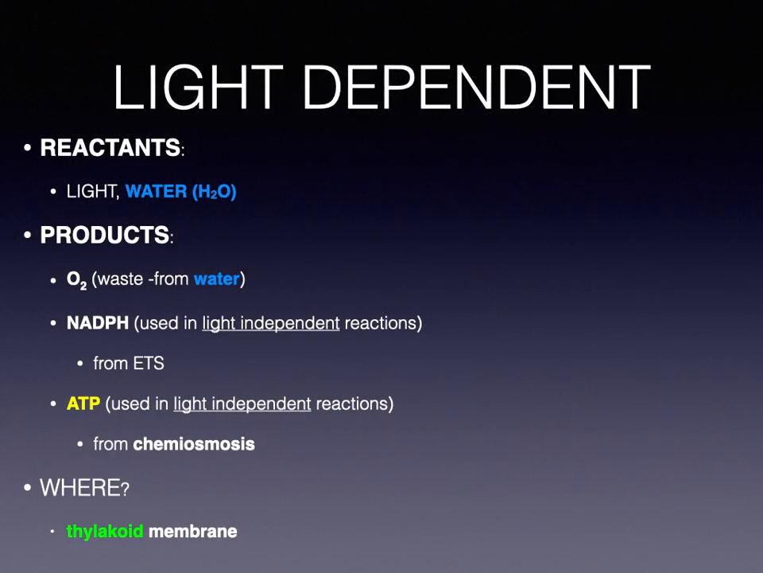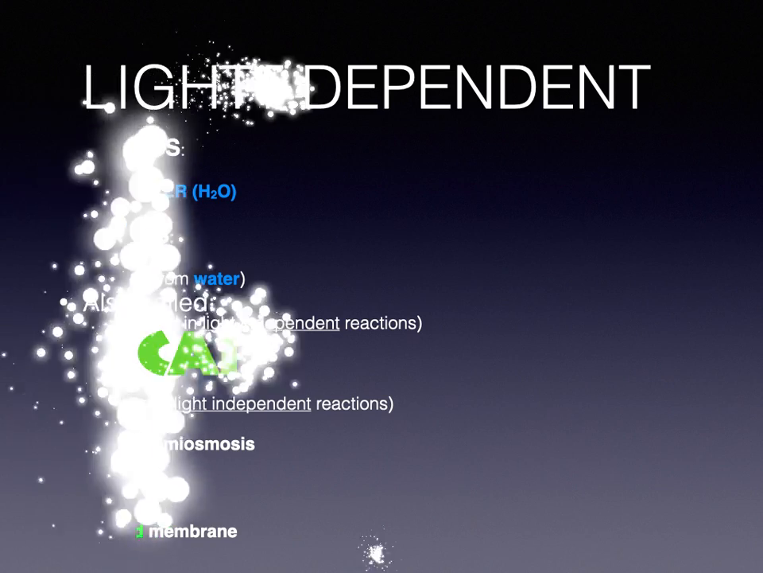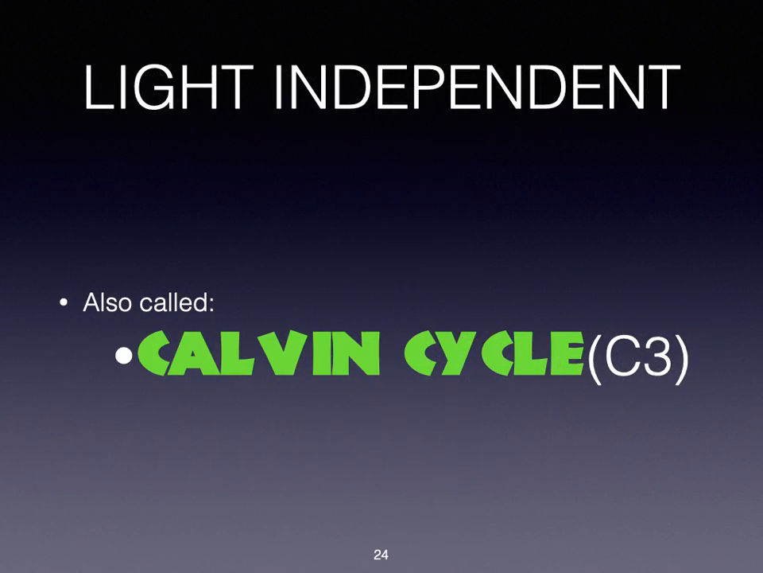What are you expected to know? The reactants for the light-dependent reaction, which are light and water. The products, which is oxygen, which is a waste product; NADPH, which is the plant electron pirate, which comes from the electron transport system; and fully charged batteries, the ATP, which comes from chemiosmosis. And where does this all occur? In the thylakoid membrane.